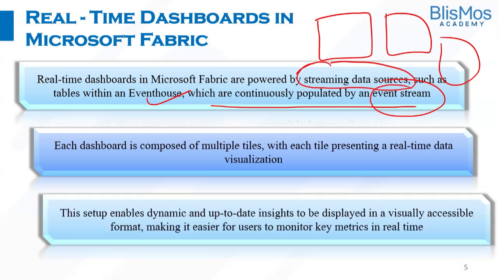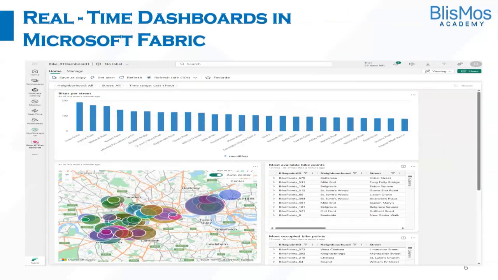This whole setup of the data source, event house, which is continuously feeding the data into the dashboards, and also multiple tiles which can be arranged in a nice fashion for the patterns and for the analysis, will help to monitor the key metrics in real time. This is an example of a real-time dashboard. Okay, and we will build one.